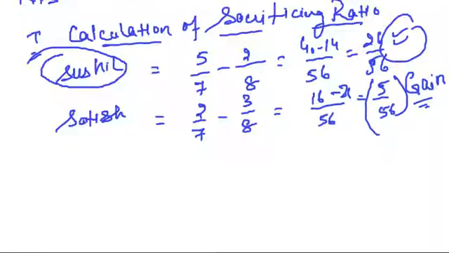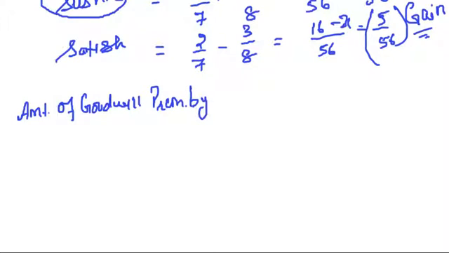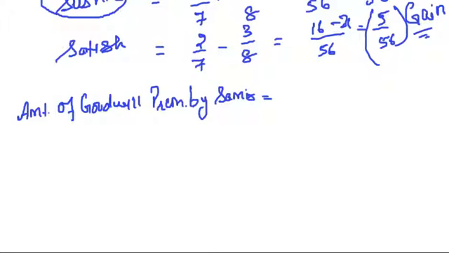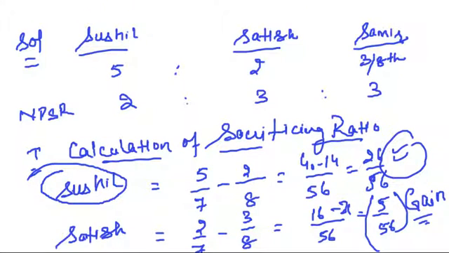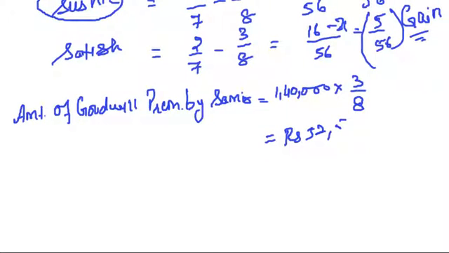Now let's see the amount of goodwill payable by the new partner and the amount of compensation payable by the old gaining partner. Amount of goodwill premium by whom? Sameer. What is the total goodwill of the firm? It is given as 1,40,000. What is the share in the profits for Sameer? He is admitted for 3/8 share, so he will pay only that part of the goodwill to the extent of the share in the profits he is gaining. That comes to 3/8, and this amount comes to 52,500.